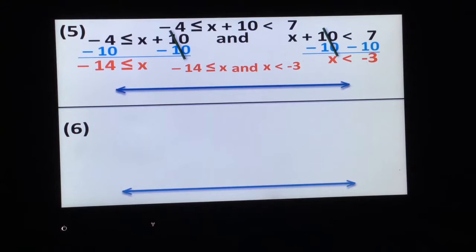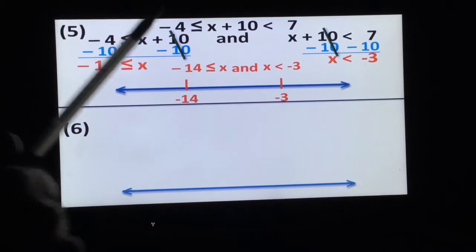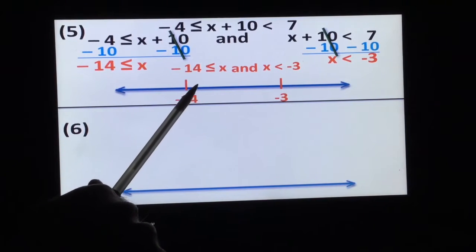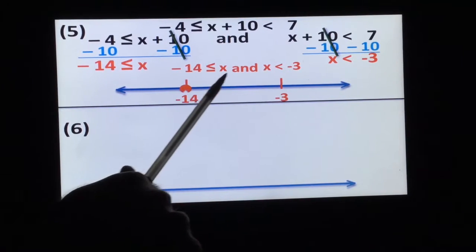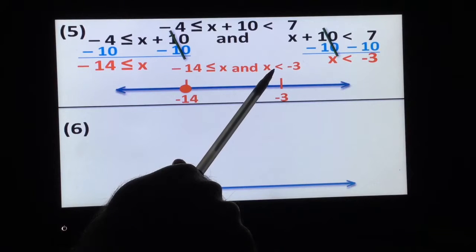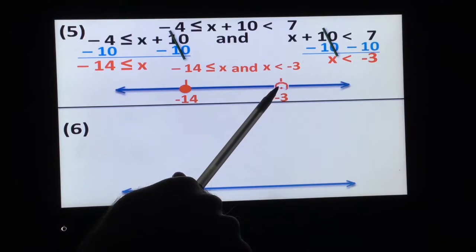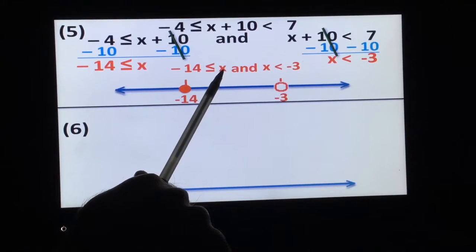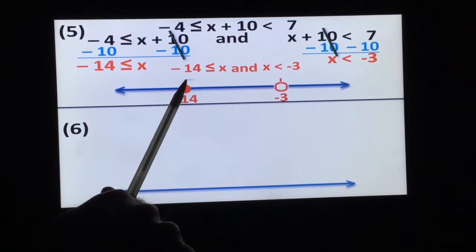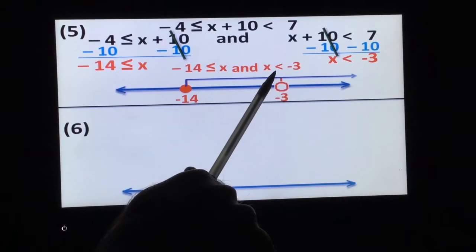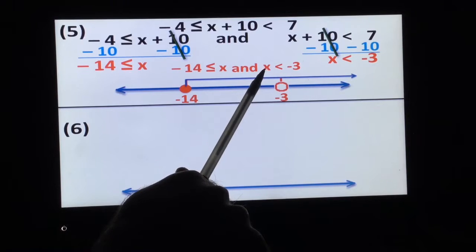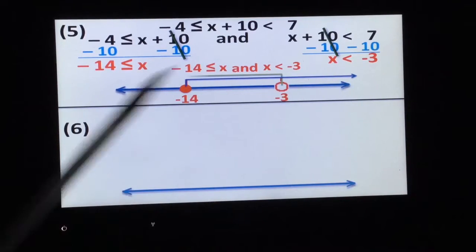Now I'm going to go ahead and graph this. I'm going to first put the -14 and the -3 on the number line. This has an or equal to bar, so this is going to be a closed circle. This has no or equal to bar, so this is going to be an open circle. Okay, over here, a number that would work would be like 100. 100 is to the right. Over here, a number that would work would be like -100. -100 is to the left.